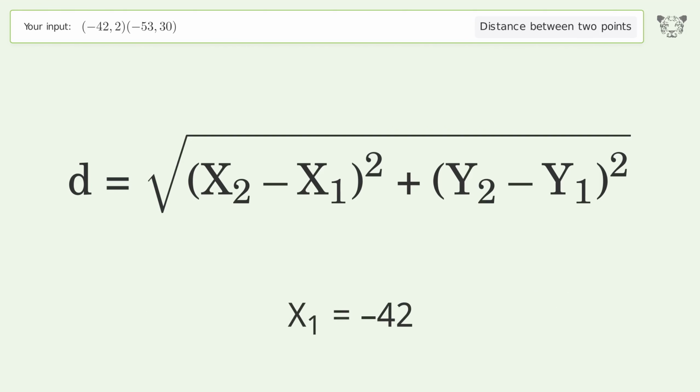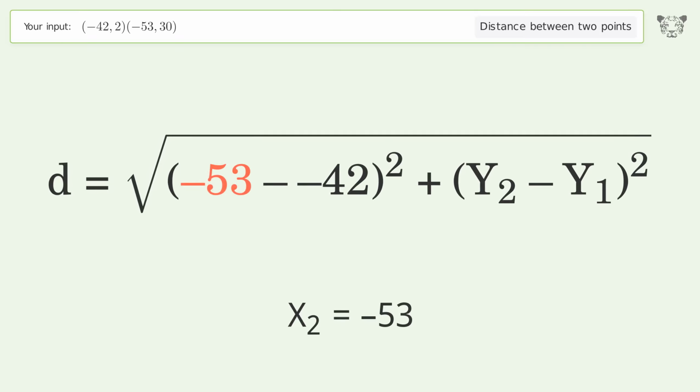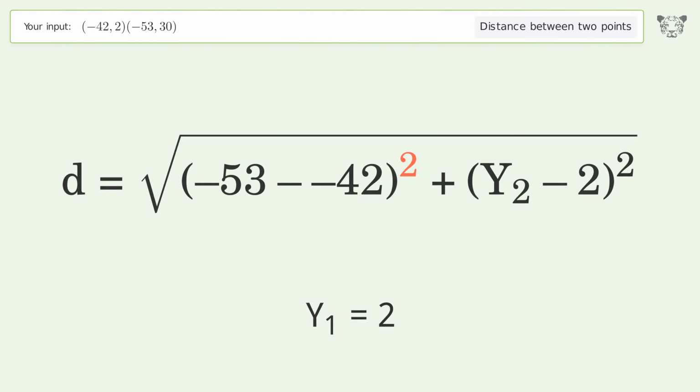x1 equals -42. x2 equals -53. y1 equals 2. y2 equals 30.